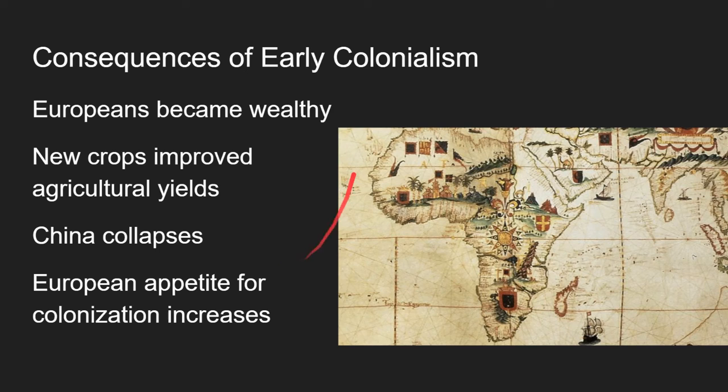So there were a lot of consequences of this early colonialism. One, Europeans became very wealthy from going out and taking over all this other land. The new crops, again, helped the Europeans grow their population by growing more food. China would end up collapsing. India would also end up going through a really rough time because of Europeans coming in and taking over stuff. And Europeans would only want to go and take over more stuff. They were getting rich and they wanted even more stuff. They only had a greater appetite for colonialism.